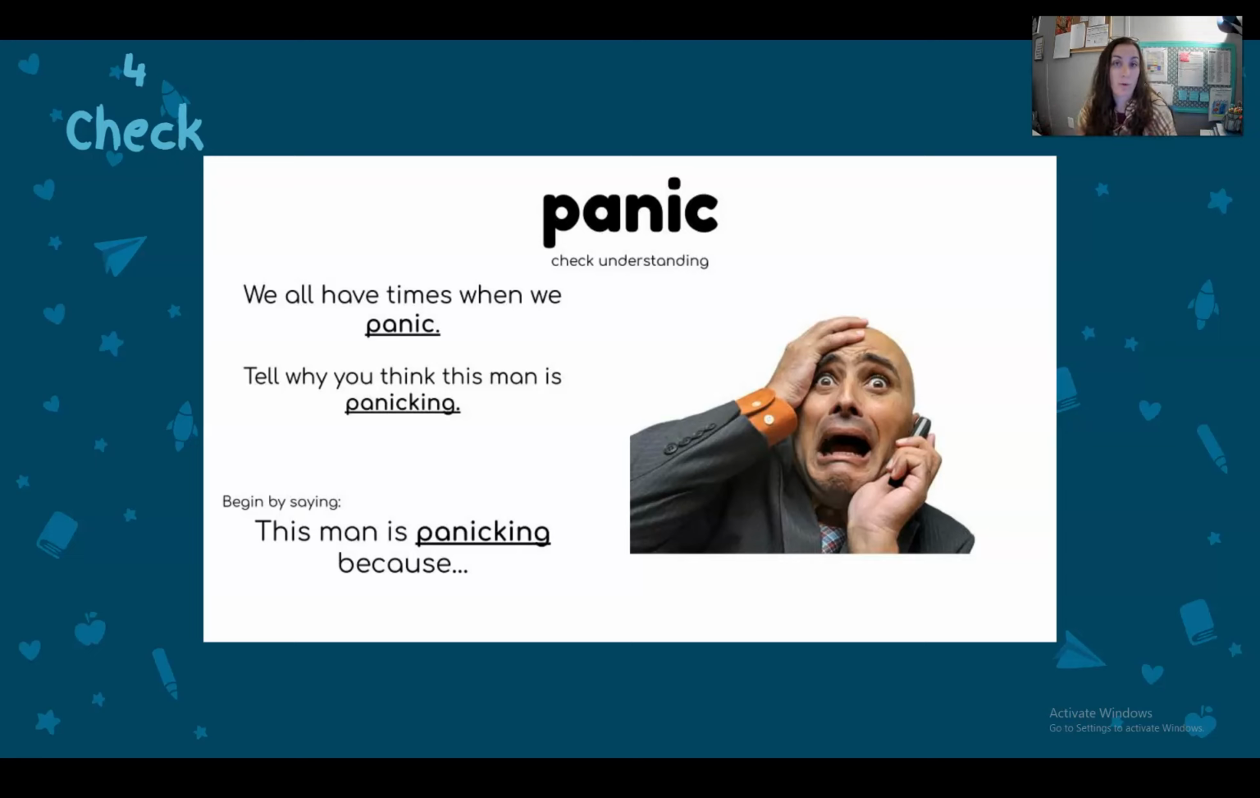I'm using some form of the word. So all of my turn and talks have this sentence starter. And this is appropriate for any grade because it's allowing the student to use the word correctly. It's not letting them come up with some random sentence that doesn't use panic correctly. It is using it correctly and setting them up for success.